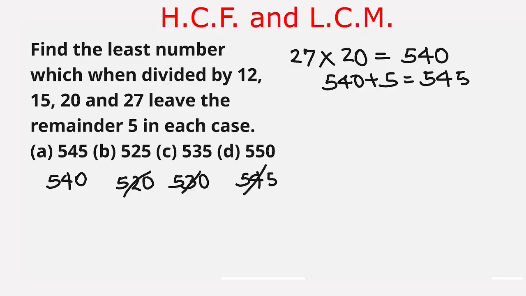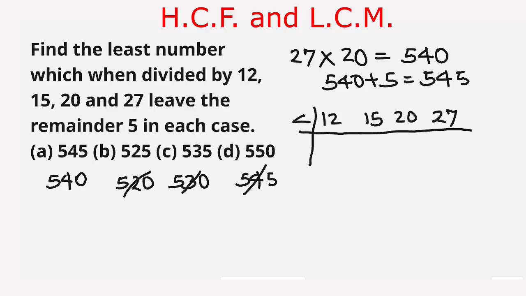Now we solve it by the regular common division method. 12, 15, 20, 27. 12 and 20 both are divisible by 4. So we divide by 4. 4 times 3 is 12. We write 15 as it is. 4 divides 20 5 times. We write 27 as it is. Now we divide these numbers by 3. 3 divides 3 one time. 3 divides 15 5 times. We write 5 as it is.